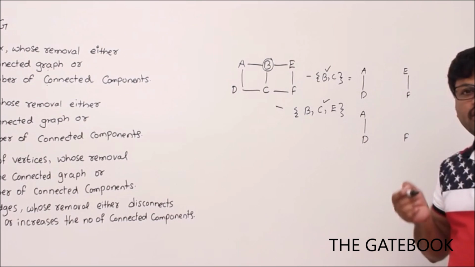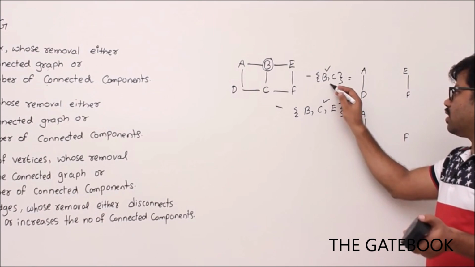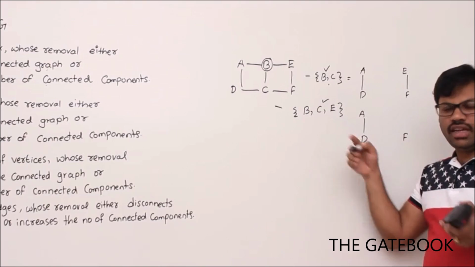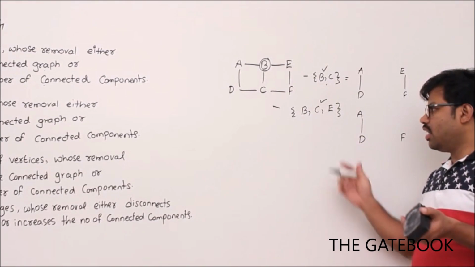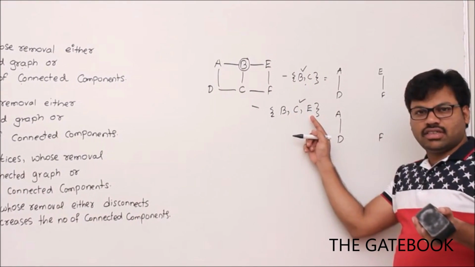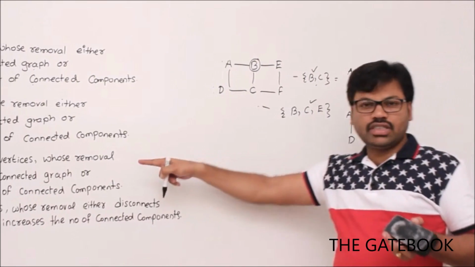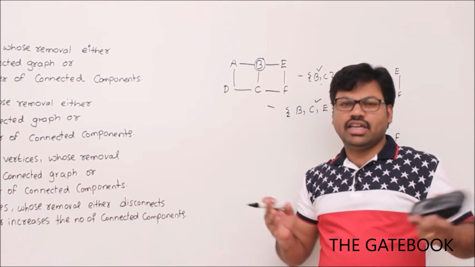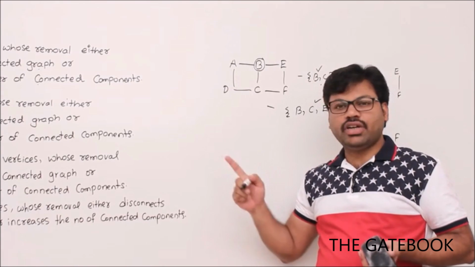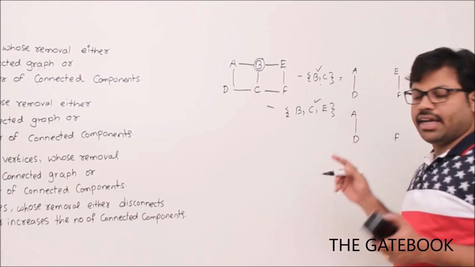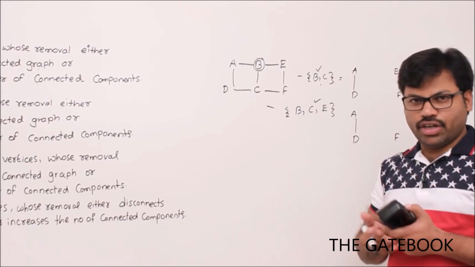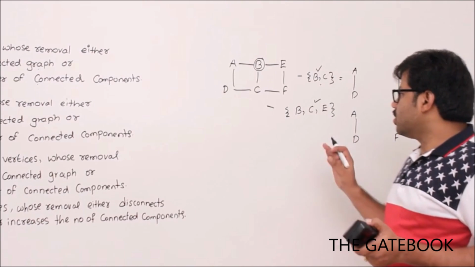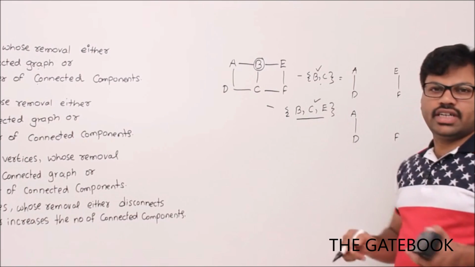Some students argue that BC is a cut vertex set but not BCE. Then I ask them why. Then they say, sir, there are three vertices. In my definition, I never said your cut vertex set should be of minimum size, isn't it? It can have any number of vertices, but the property is the resultant graph should be either disconnected or the number of connected components should be increased. So that's why BCE is a cut vertex set.